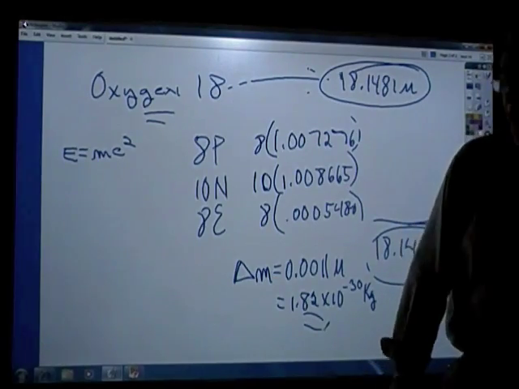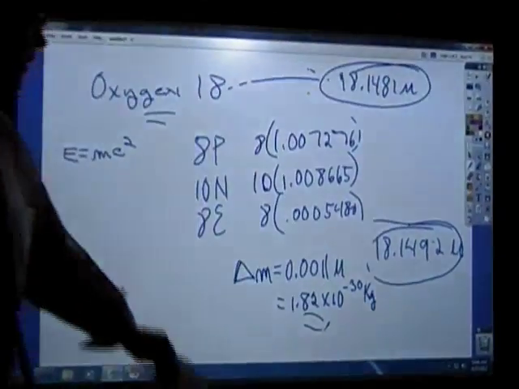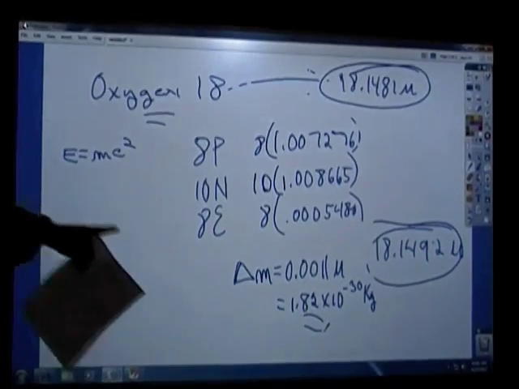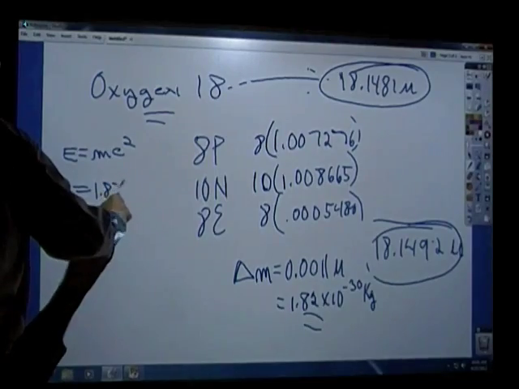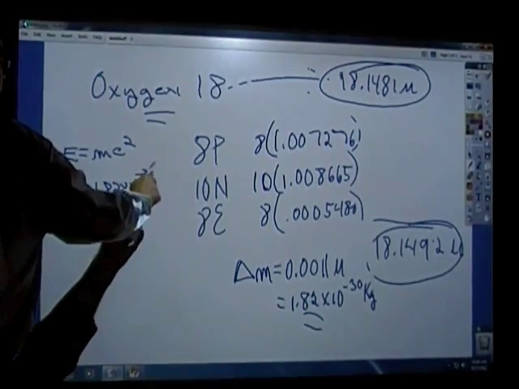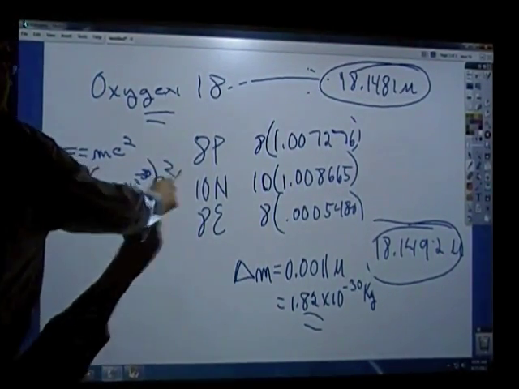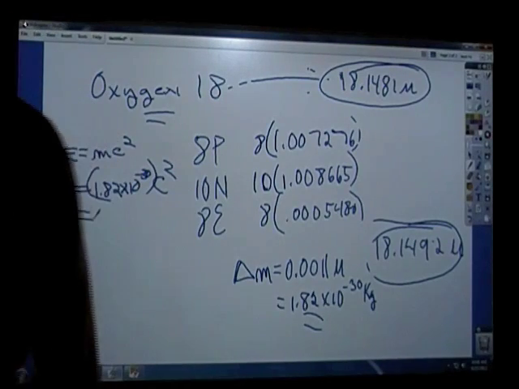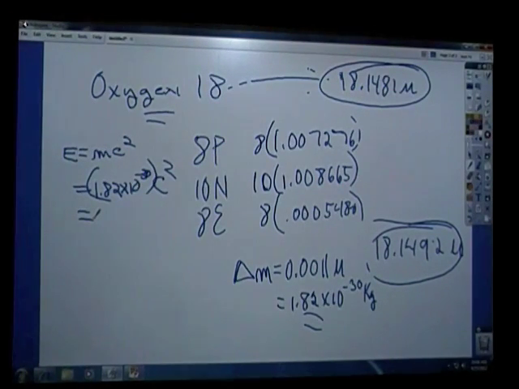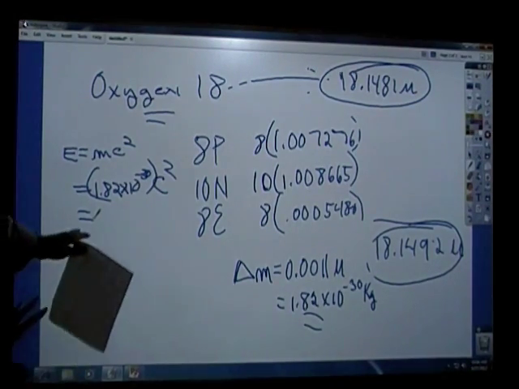Somebody keep up with the calculations, please. I didn't do it. All right, so we've got 1.82 times 10 to the minus 30 kilograms. I put this in here, and I'm going to get mc squared: 1.82 times 10 to the negative 30, times c squared. c is the most important number in all physics, and that would be 3 times 10 to the 8 meters per second. How many miles per second is that? 186,000 miles per second. Inconceivably fast.